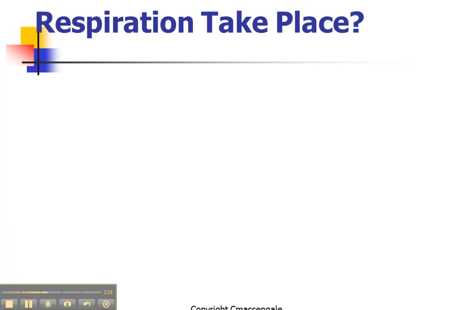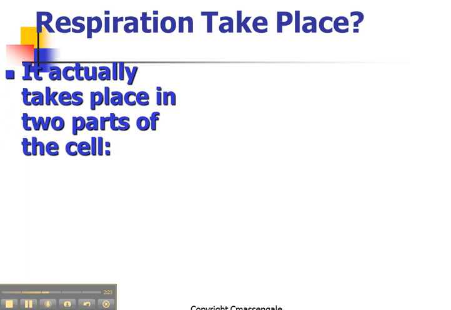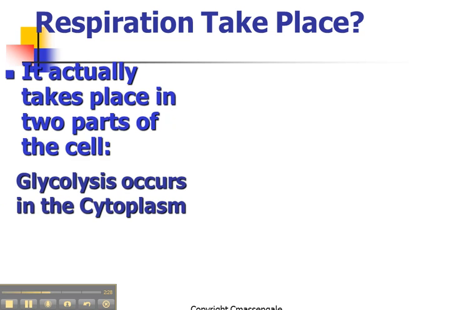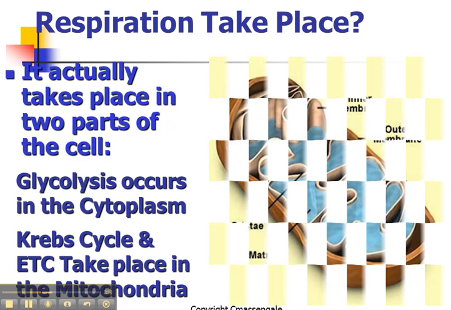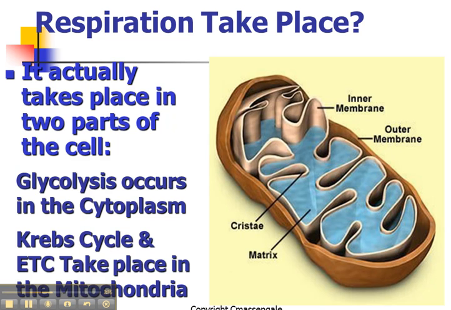So where does cellular respiration take place? And of course, you should know this because we just went over organelles. It takes place in the cytoplasm, but really what we see is it's taking place in the mitochondria, the mighty mitochondria. That's where the Krebs cycle and electron transport take place. Glycolysis is taking place in the cytoplasm.